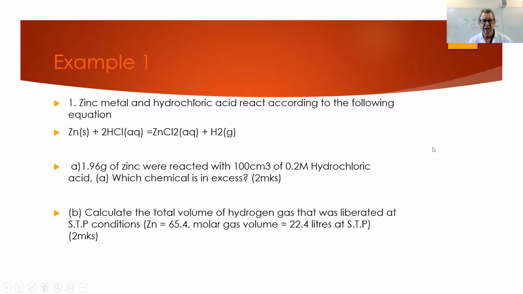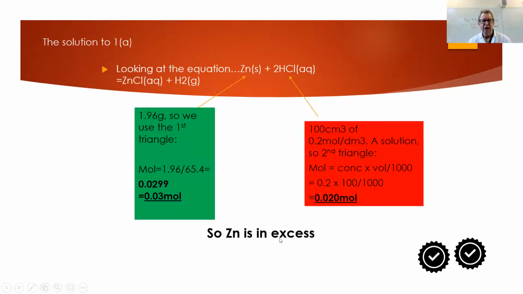And here are the answers. So in the first bit, 1A, which one is in excess? The mass of the Mg, sorry, the zinc in this case, my apologies, 1.96. So we use the first triangle.